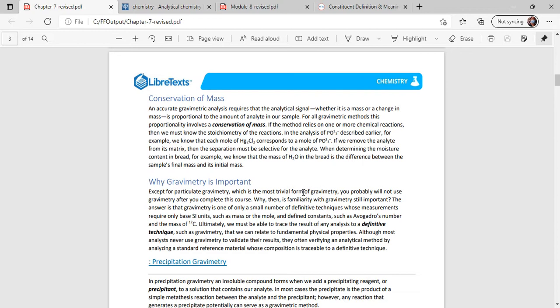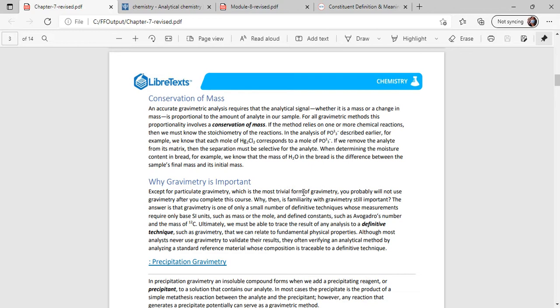If we remove the analyte from the matrix, then the separation is selective for your analyte. When determining the moisture content in bread, for example, we know that the mass of water in the bread is the difference between the sample's final mass and its initial mass.